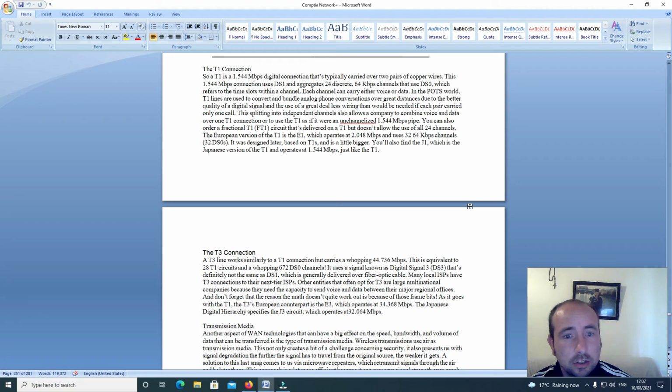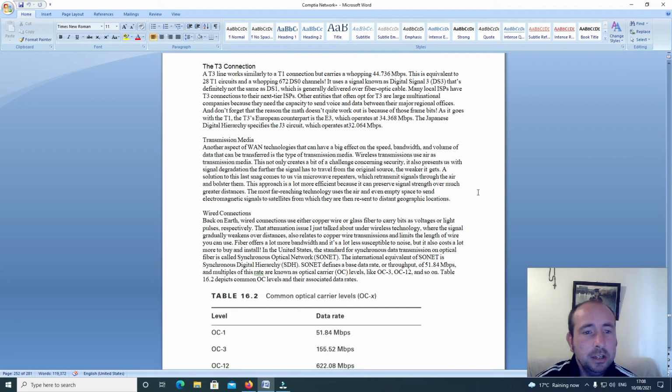This splitting into independent channels also allows a company to combine voice and data over one T1 connection, or use the T1 connection as if it were an unchannelized 1.544 Mbps pipe. You can also order a fractional T1, FT1, circuit that's delivered on a T1 but doesn't allow the use of all 24 channels. The European version of the T1 is the E1, which operates at 2.048 Mbps and uses 32 64 kbps channels, 32 DS0s. It was designed later based on T1s and is a little bigger. You'll find the J1, which is a Japanese version of the T1 and operates at 1.544 Mbps, just like the T1.